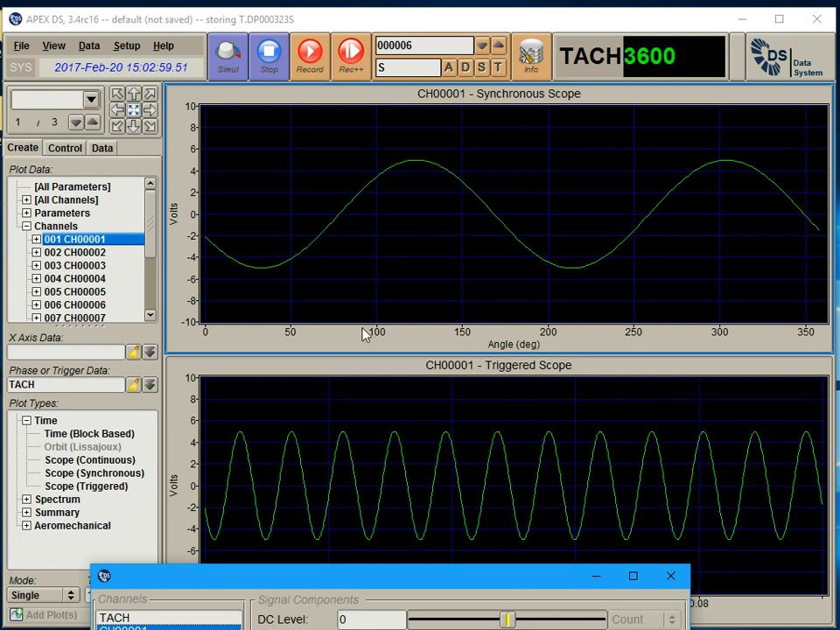Both of these plots are showing this. Anytime the signal seems to be traveling by as the plot is going, it's asynchronous, and if it is locked in and not moving, then it is synchronous with the engine rotational speed.